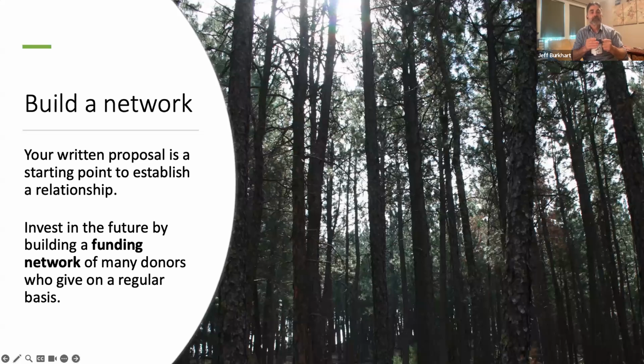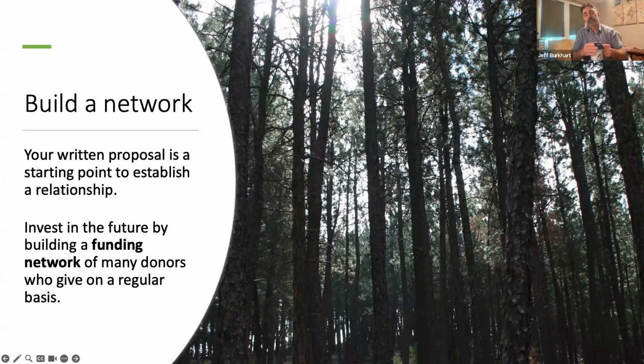So nonprofits are not only looking to one funder to support one initiative. We have to be scrappy and we have to be really thoughtful about how we put together our programs, because it's a very, very rare occasion when a single funder is going to fund an entire initiative. You always have to have a network. And so your written proposal really is establishing a strong relationship with the funder. And if you are successful, you will have that relationship for many years to come.